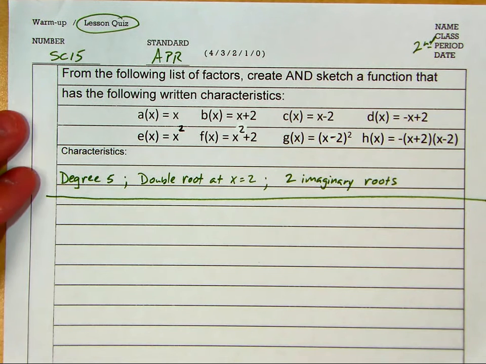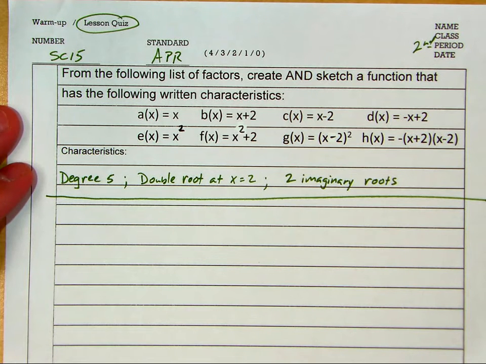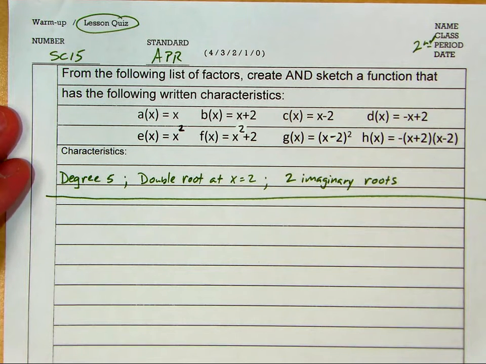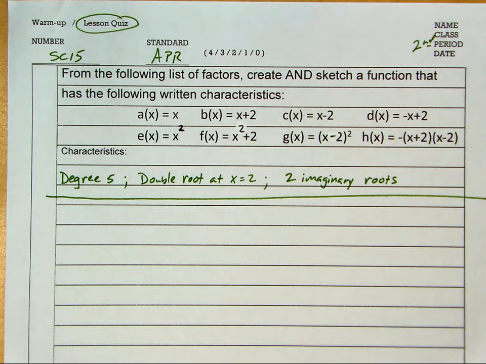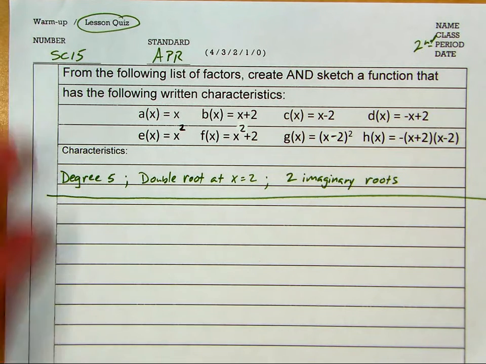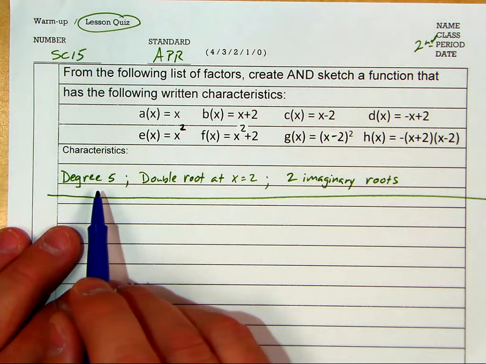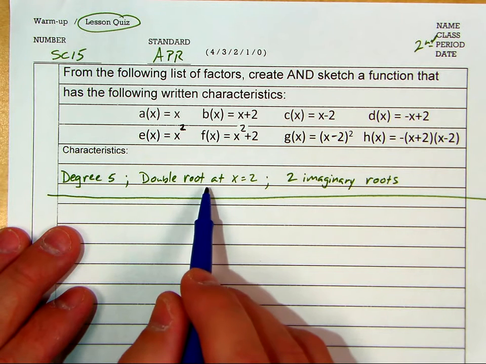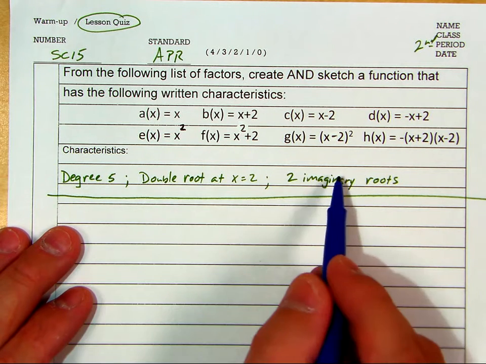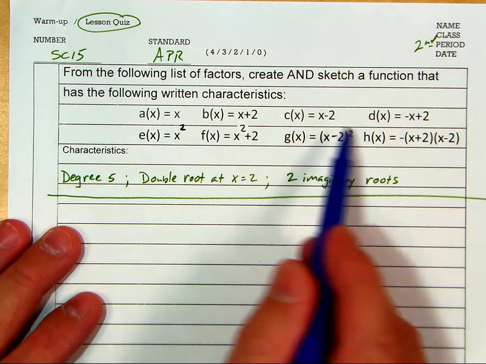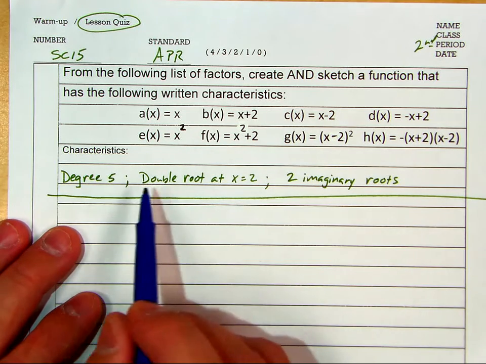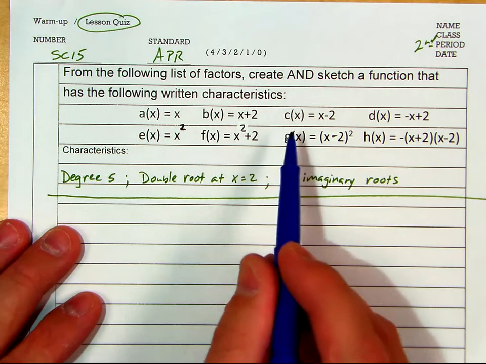Okay, here's the spot check answers for the second period APR spot check 15 about building cubic or quintic functions that follow the characteristics of the functions you're given. So these requirements right here: to be degree 5, have a double root at x equals 2, and have two imaginary roots. Again, you have to understand that your polynomial you build is going to have the characteristics of the builder functions.